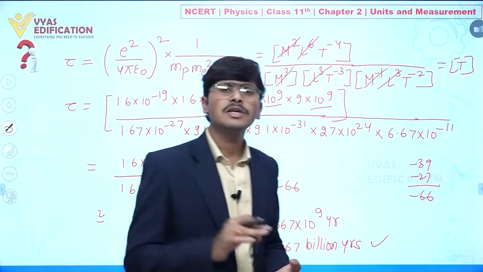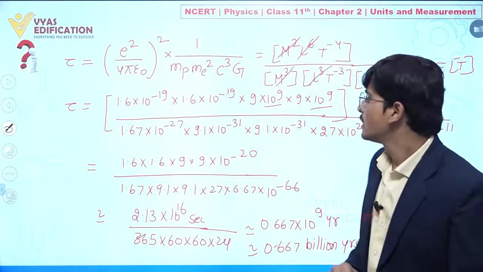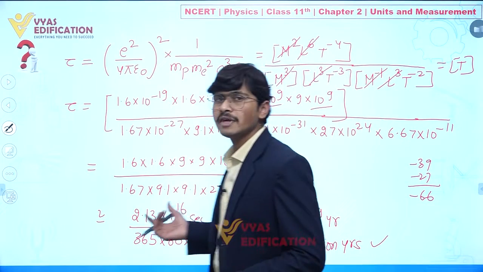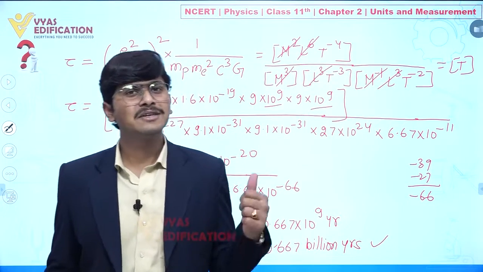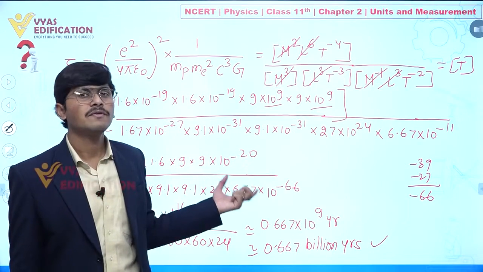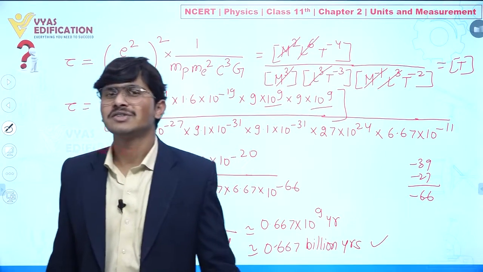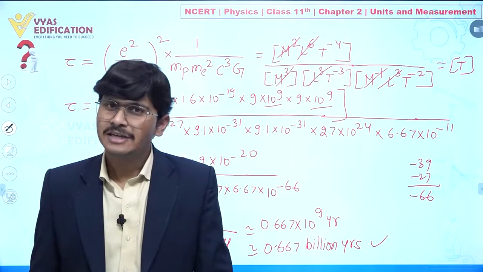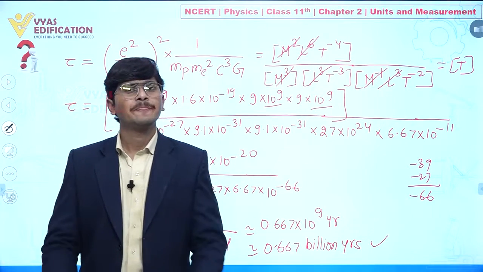Yes, one important thing from this question you can see is that the time that we are getting is not the same as the 15 billion years. It means the values of the dimensional constant are continuously changing with time. Clear? So this is all about this question.